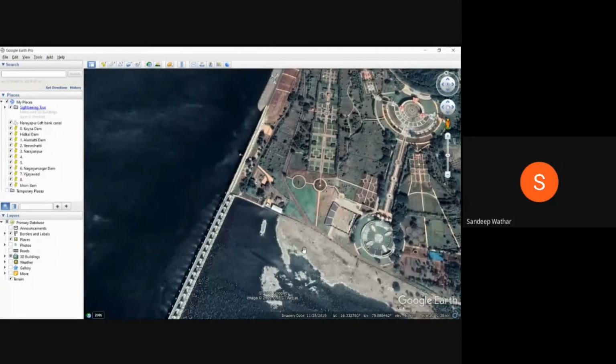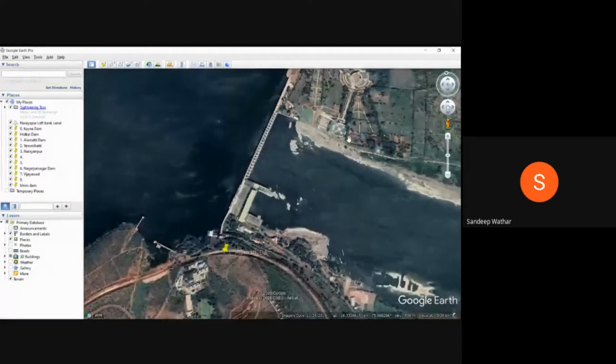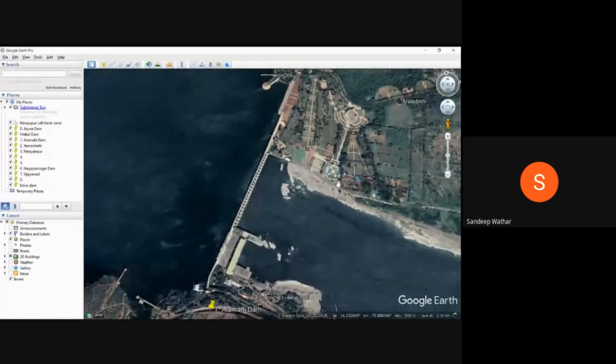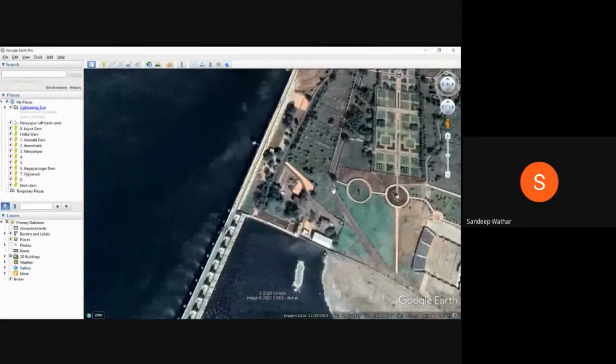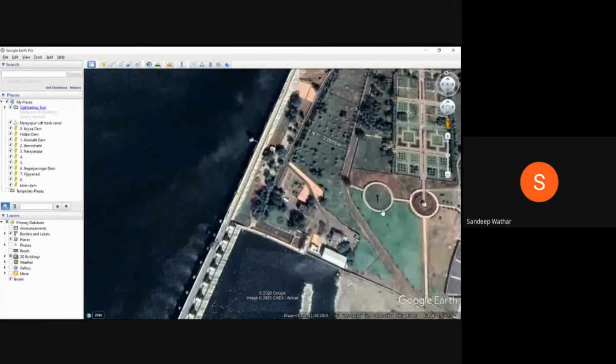Okay, I was explaining this spillway section. This gravity dam actually has two sections. One is the spillway section, the other one is the non-spillway section. I'll tell you what the non-spillway section is: a section of the gravity dam where the water cannot flow within the body of the dam.